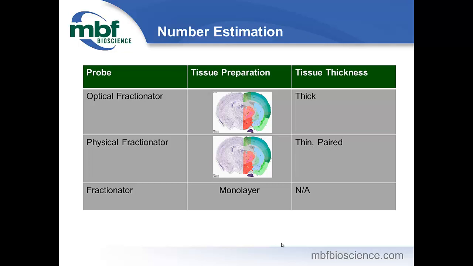Yeah, and the reason you need pairs of contiguous sections is because we need to look in one section and see that the cell is there, and the next section and see that it's not there. Then we'll know that we found the cell top.